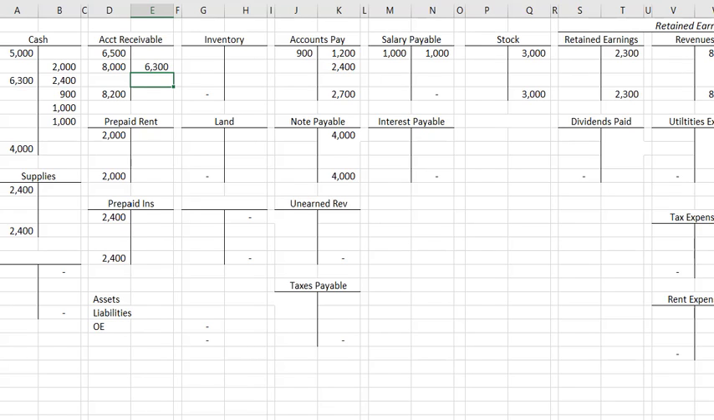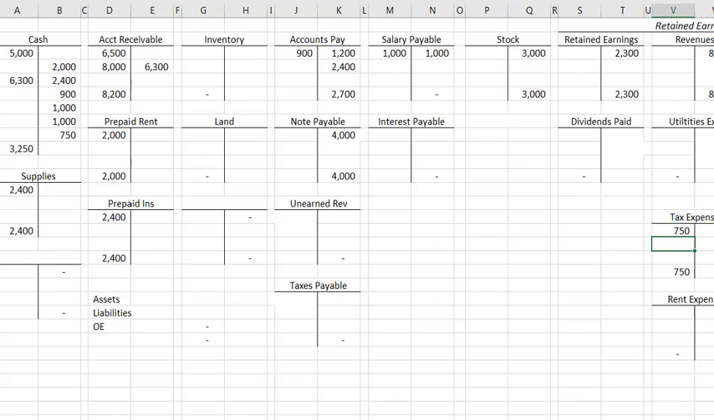All right. And pay tax of $750 in cash. So we're going to credit cash and we're going to debit tax expense with $750. All right, that's in the T accounts.